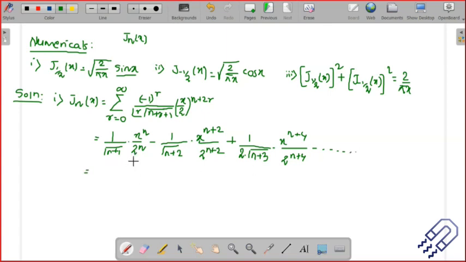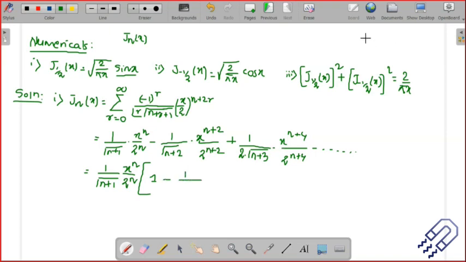What I can do here is take 1 divided by gamma n plus 1 as common, and x to the power n by 2 to the power n also common. I can take everything common here. The first term I've taken the entire part, so it will be 1 minus 1.